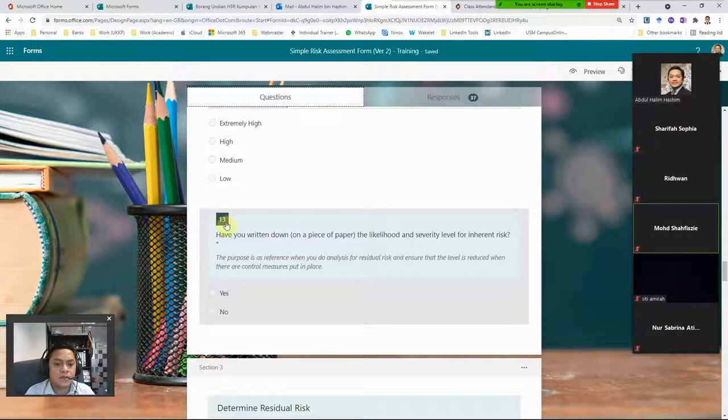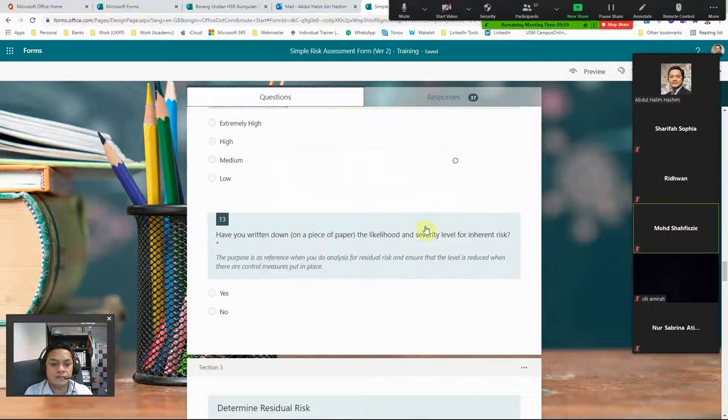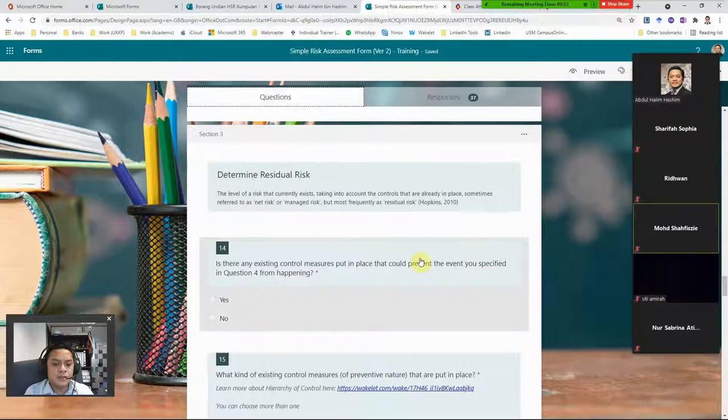Alright, so question 13 is just a reminder for you, so that you can answer accordingly in the next section. So section 3, determine residual risk, is similar to the previous section, determining inherent risk, except for a few different things.